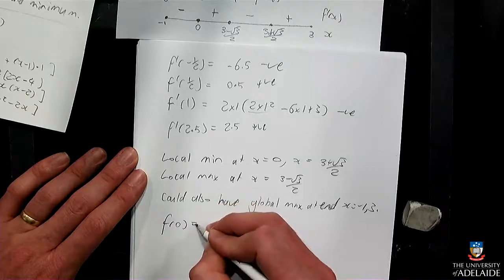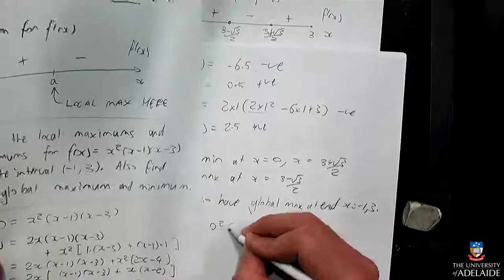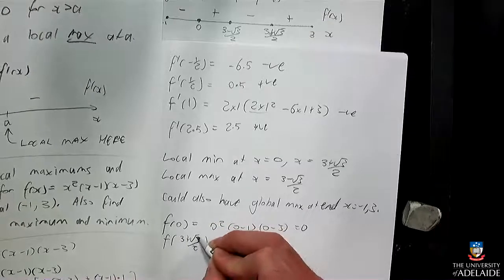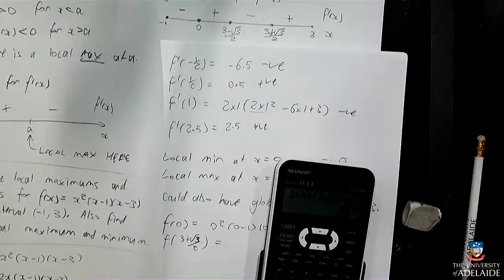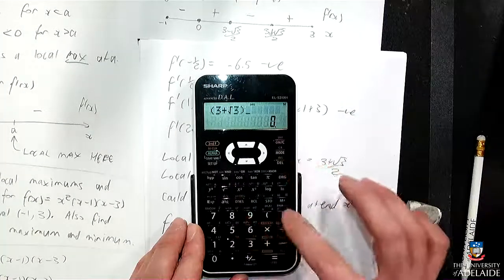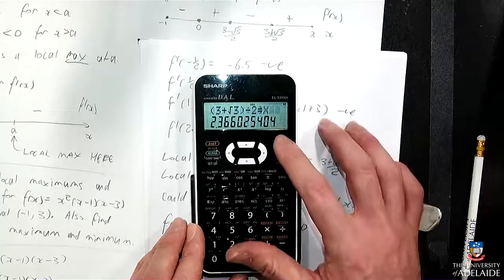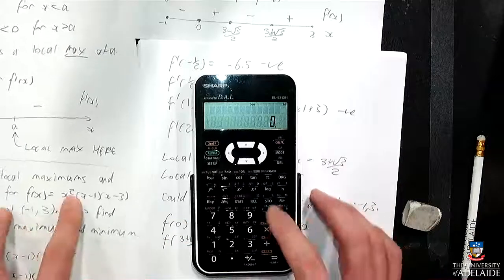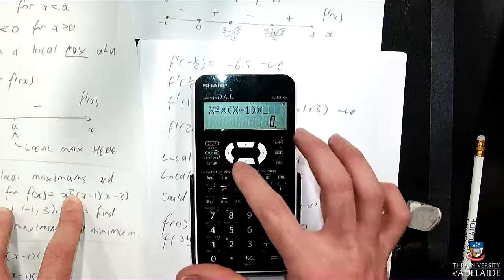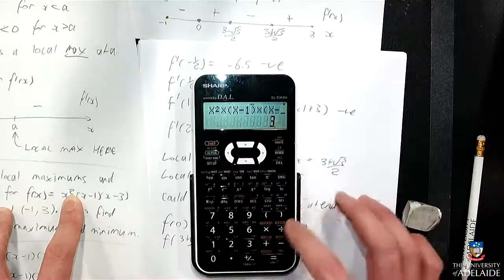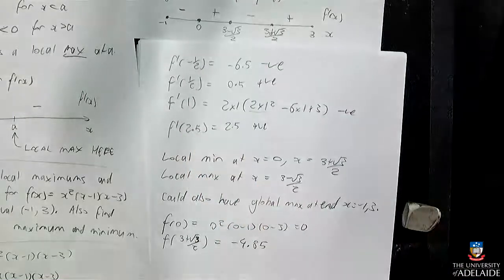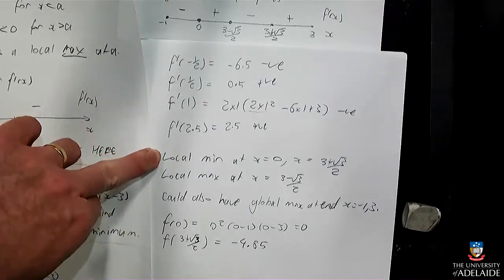So f of 0 is, let's find the original function, 0 squared, 0 minus 1, 0 minus 3, which is 0. F of (3 plus root 3) over 2. Well, we'll just sub that in and see what we get. 3 plus square root of 3 divided by 2. Store that in x. And we'll go x squared times x minus 1 times x minus 3. Negative 4.85. Okay, and so the global minimum can only happen at these local minimum places, and so it must be this one.